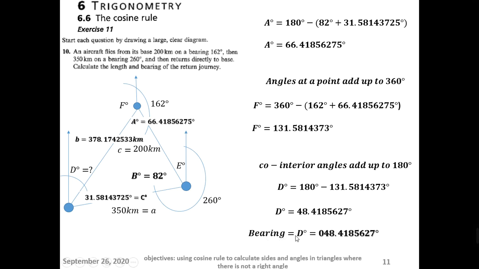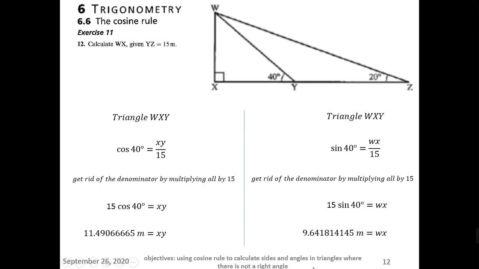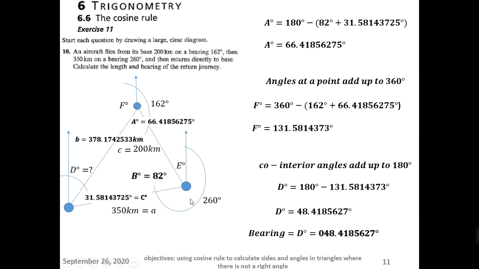Remember, the bearing is an angle that is measured from the north and clockwise, and it is always composed of 3 digits. So we must say it's 048 degrees, and that is the bearing. So this is the end of our question.